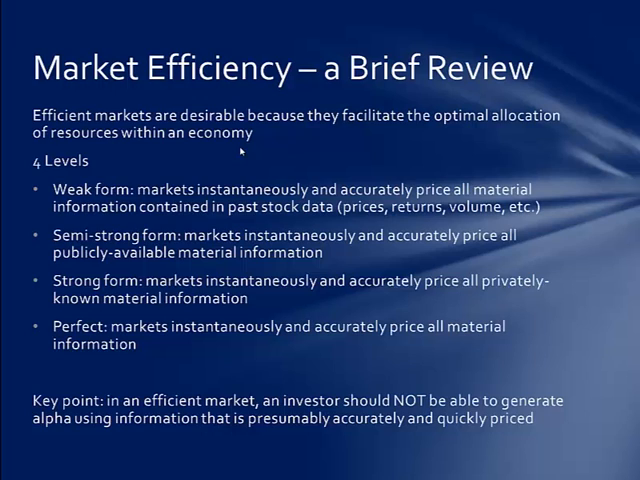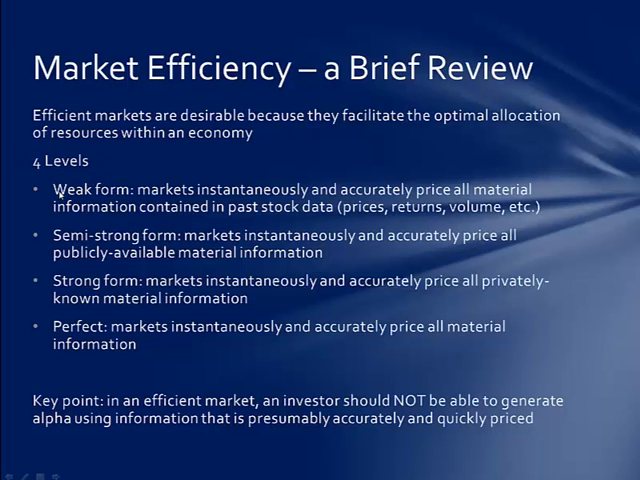First off, we make a note that efficient markets are desirable because efficient markets help to facilitate the optimal allocation of resources within an economy. The whole point of a capitalist economy is that we believe markets are more efficient at allocating resources, scarce resources, than our central planners. That is based on the assumption that the markets are efficient. In other words, the prices that we see in a market are reliable and that they accurately capture the relevant and available information. Generally speaking, we identify 4 levels of market efficiency.